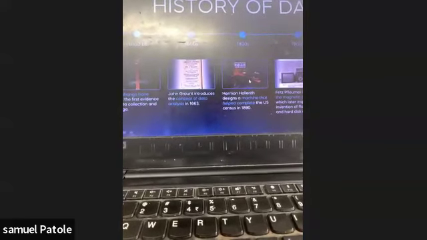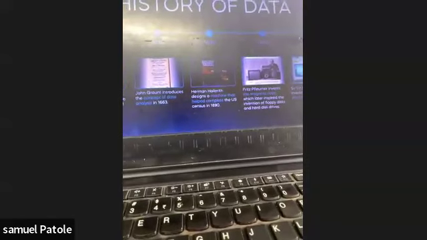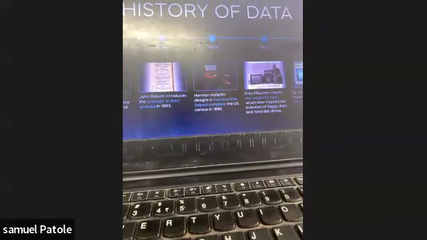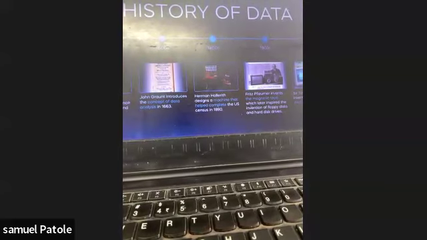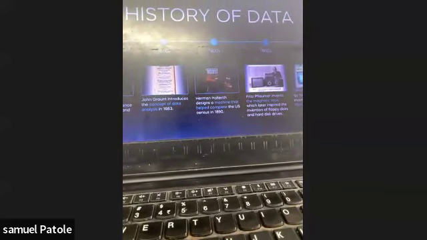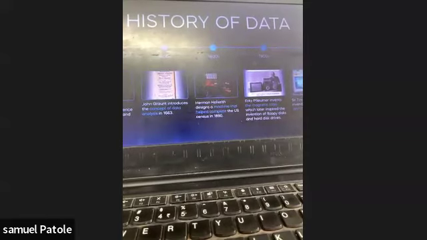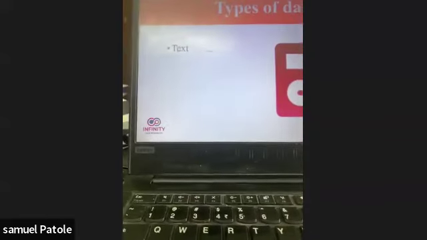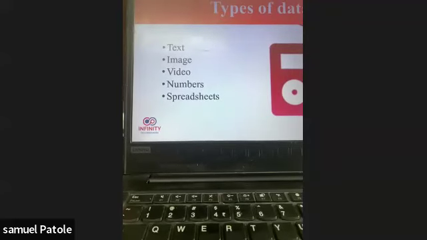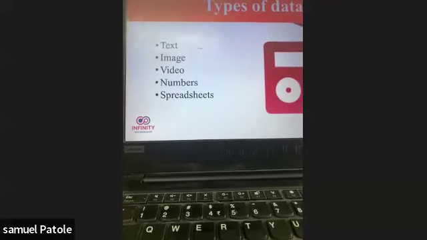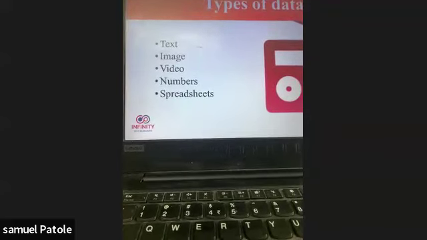But the actual revolution came in 1990 when the World Wide Web was created. That is the internet that we use nowadays. So when the World Wide Web came into the picture, a tremendous amount of data started generating, and all this data then laid the foundation for data analysis and data visualization. So now data can be categorized into text, image, video, numbers, spreadsheets, etc. And data can be technically classified as qualitative data and quantitative data. So if you are analyzing data, you have to give the qualitative analysis of the data also, and the quantitative analysis of the data also.